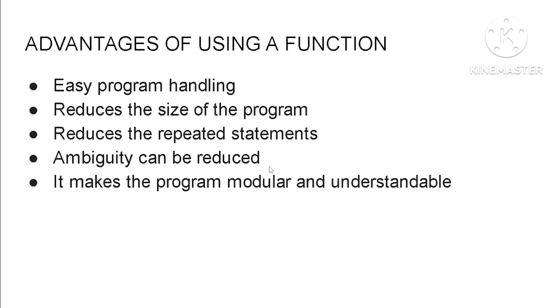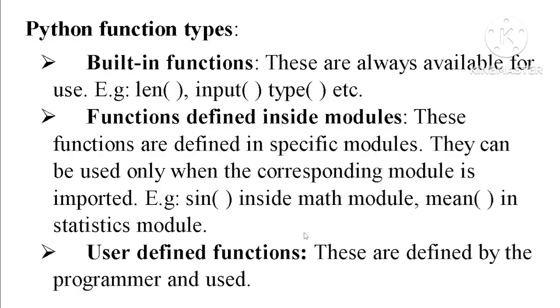Ambiguity can be reduced. Otherwise, you would repeat the same set of statements in your project. You just give it once, so ambiguity gets reduced. It makes the program modular. You divide your entire program into modules, so the program is also understandable by anyone who looks into it.